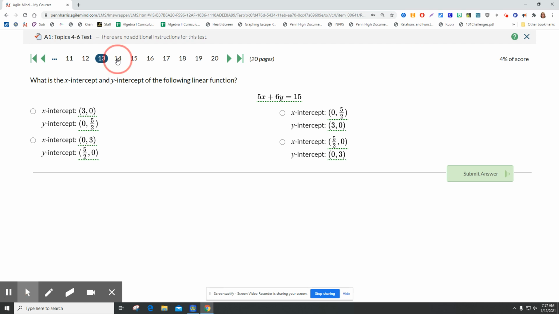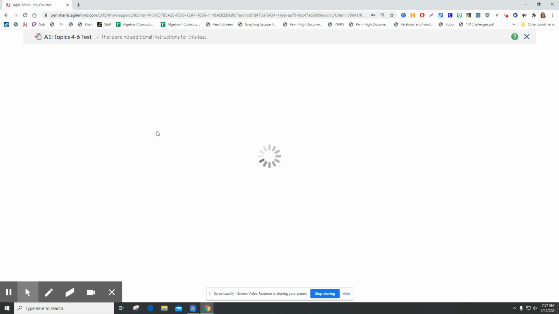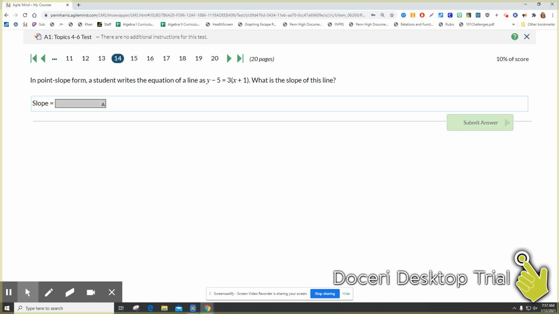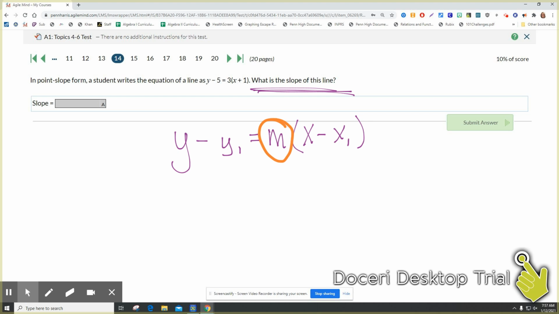Okay, question 14. In point slope form, a student writes the equation of a line as y minus 5 equals 3 times x plus 1. What is the slope? This is just like what I did on the other page. This is in the format of y minus the y point equals the slope times x minus the x point. Here they just want to know what the slope is. What letter represents slope? M. What number is in the same exact spot as the m? That would be the 3. So my slope is going to be 3.